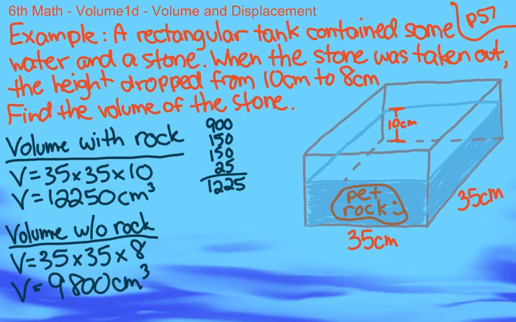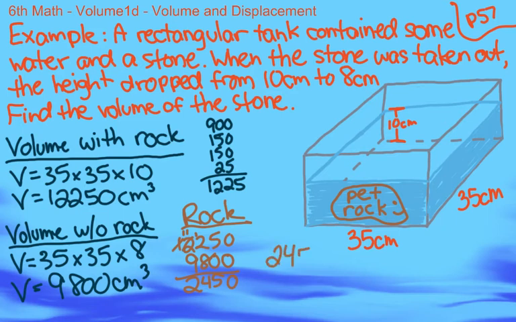And then we basically just subtract these two. Hey, that's pretty simple. Pretty straightforward. That means we'll do 12,250 minus 9,800. And that gives us 2,450. 2,450 centimeters cubed.